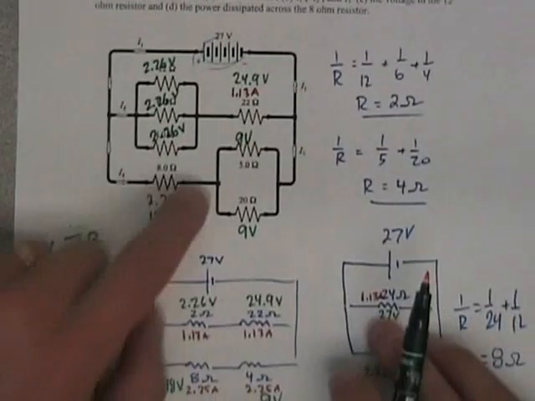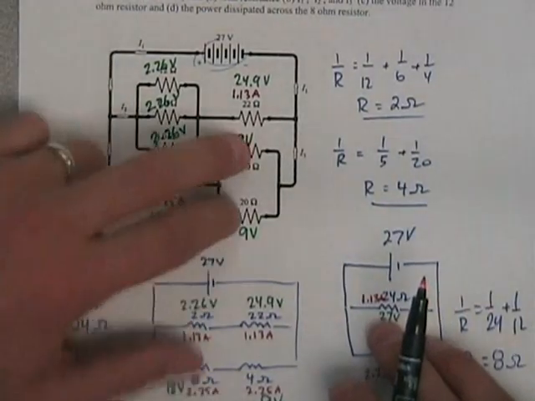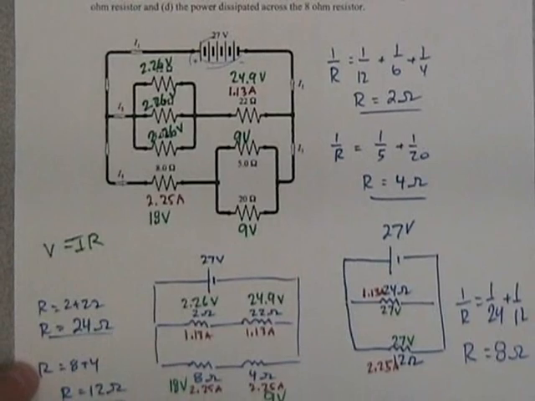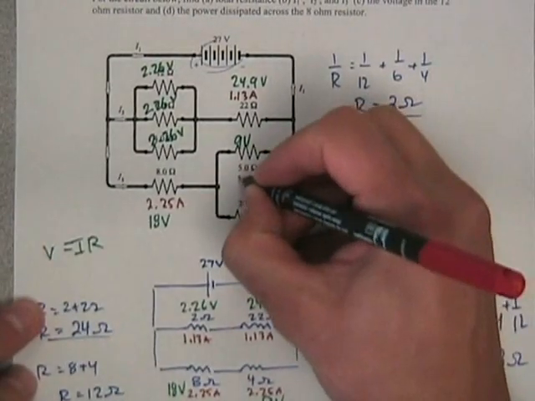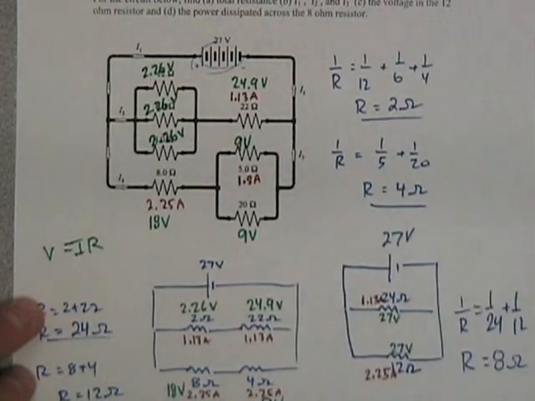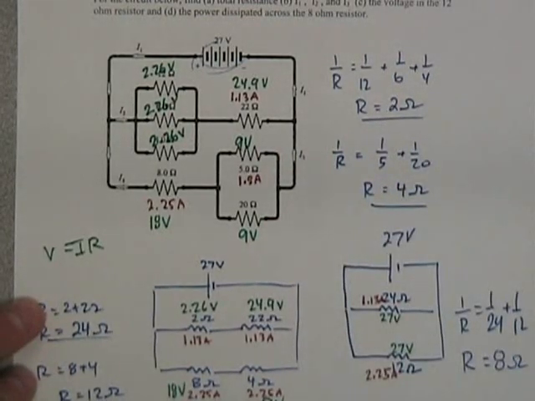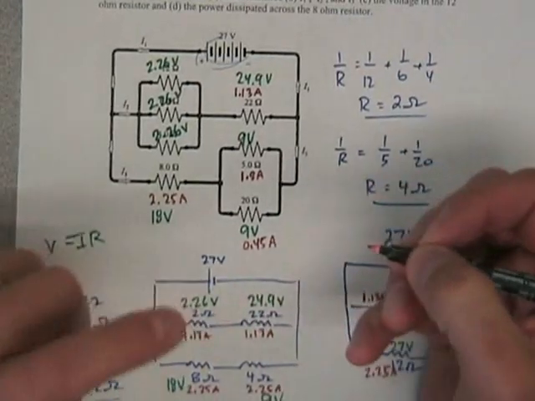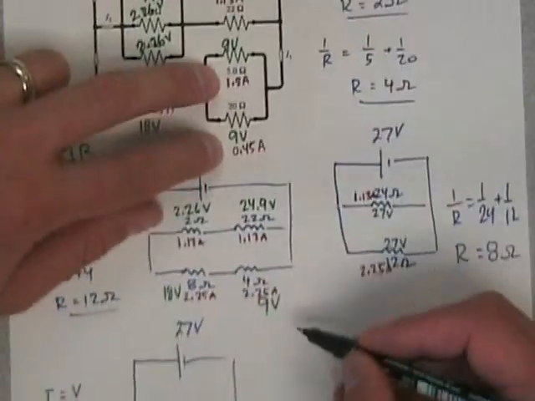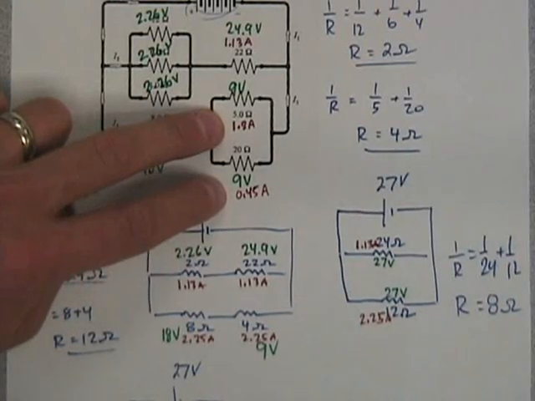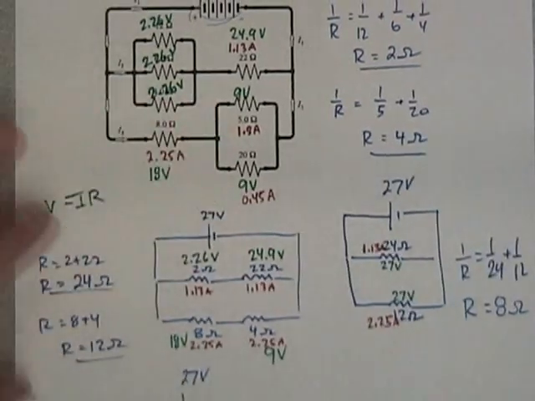What I want to do now is find the current for the ones that are missing. Current is V over R, so I'm going to find V over R for these two and those three. So V over R, 9 divided by 5, that's 1.8 amps. And 9 divided by 20 is 0.45 amps. When I add these two things up, they should equal 2.25. I'm just going to check: 0.45 plus 1.8, 2.25. Good.